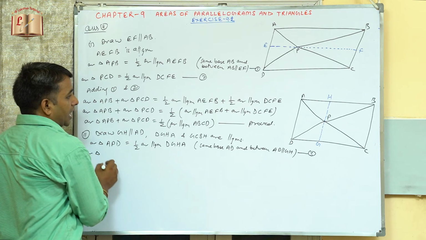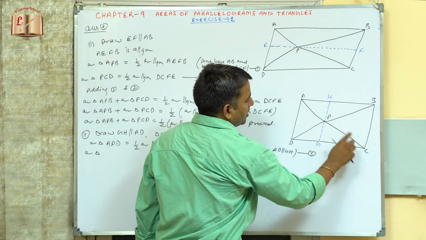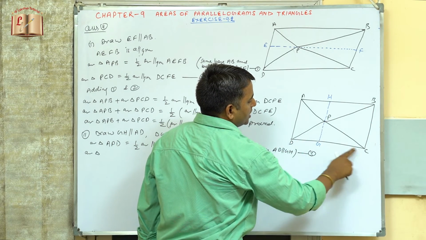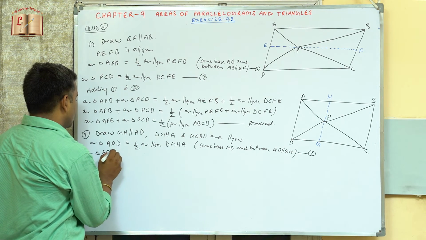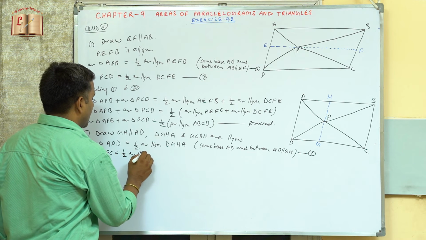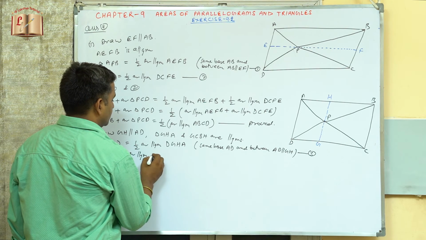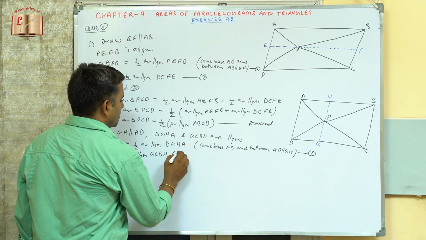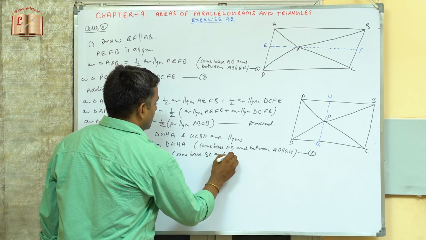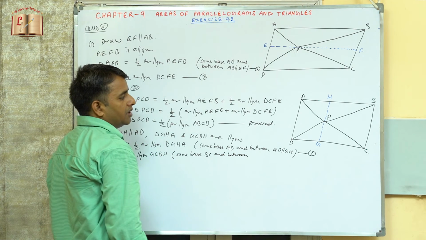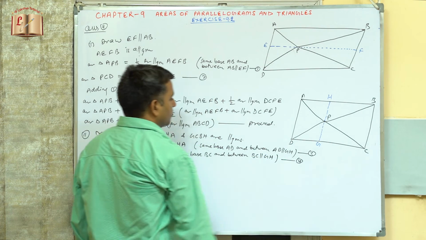Similarly, area of triangle BPC will be equal to half of the area of parallelogram GCBH, because they are on the same base BC and between BC parallel to GH. So now this is equation number 4.